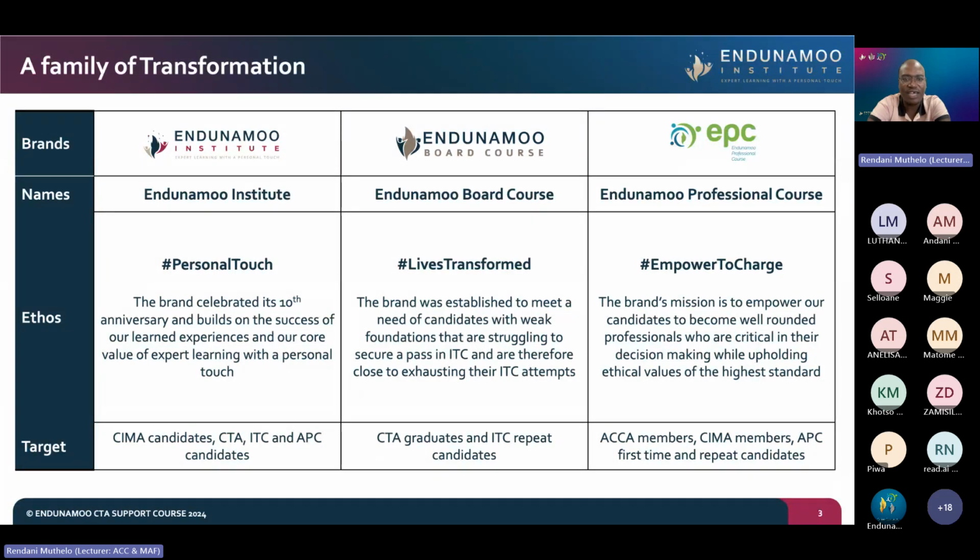So it's very, very exciting for us, and it really affirms our continued commitment to excellence and to empowering not only professionals within our borders, but even beyond.